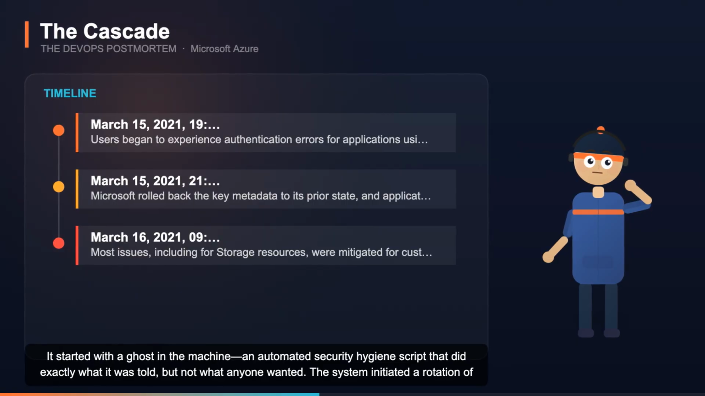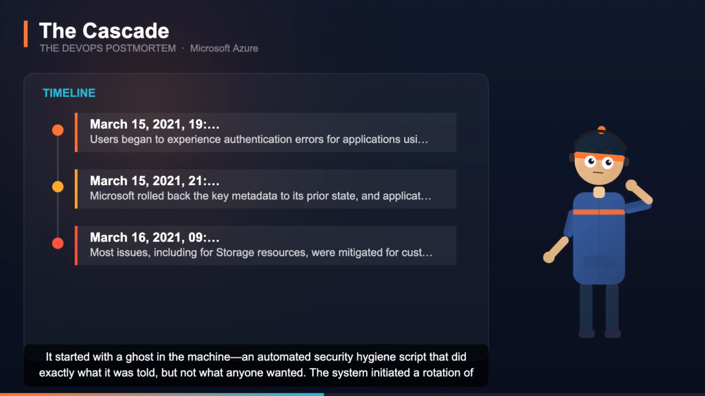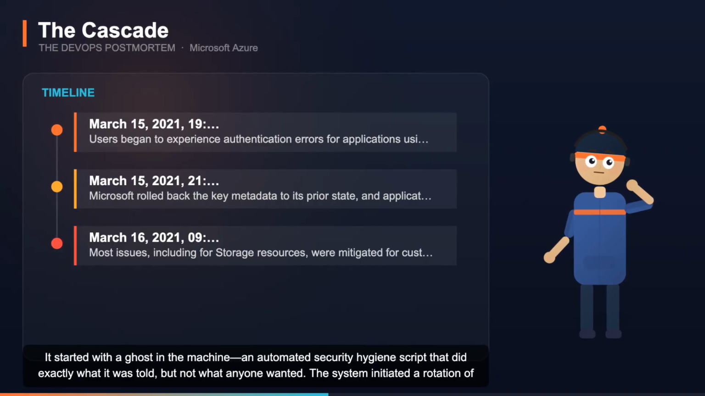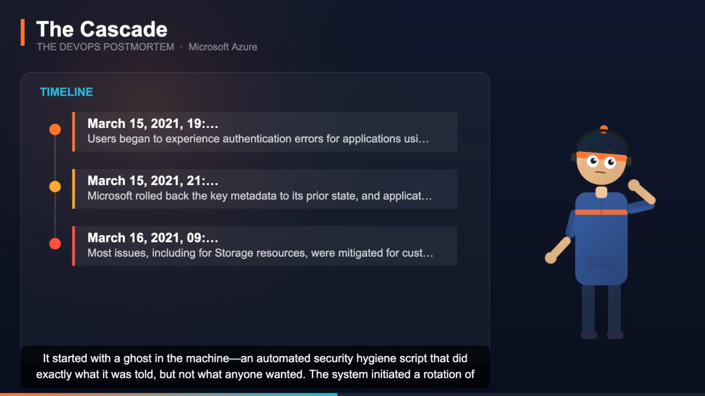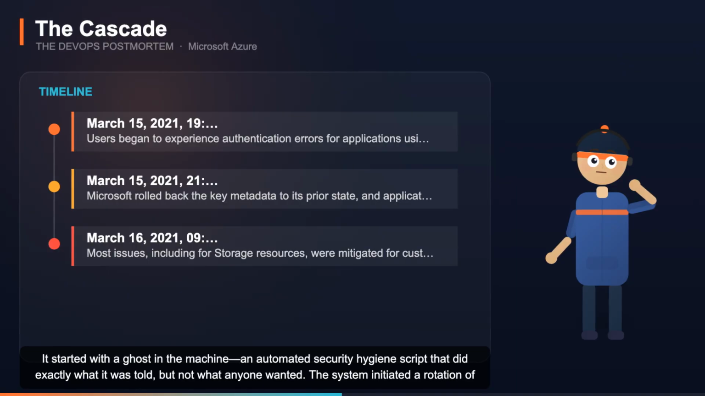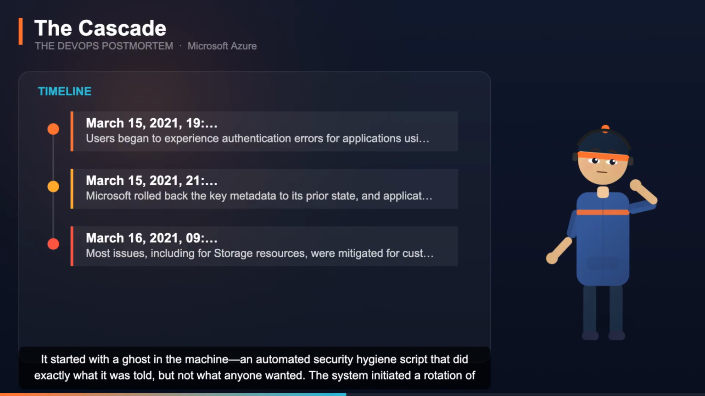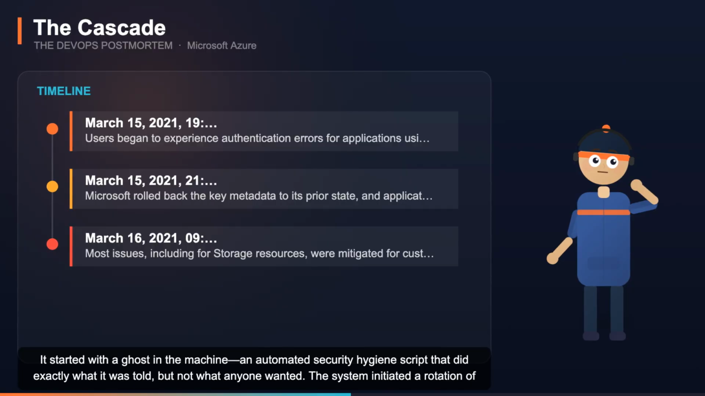It wasn't a localized flicker. It was a total blackout across Microsoft 365, Teams, Exchange Online, and even Xbox Live. Third-party apps relying on Azure AD were suddenly locked out of their own data. By the time engineers began rolling back the metadata at 21:50 UTC, they were fighting a secondary war against stubborn caching layers that refused to let go of the old, broken state, delaying full recovery until the next morning.